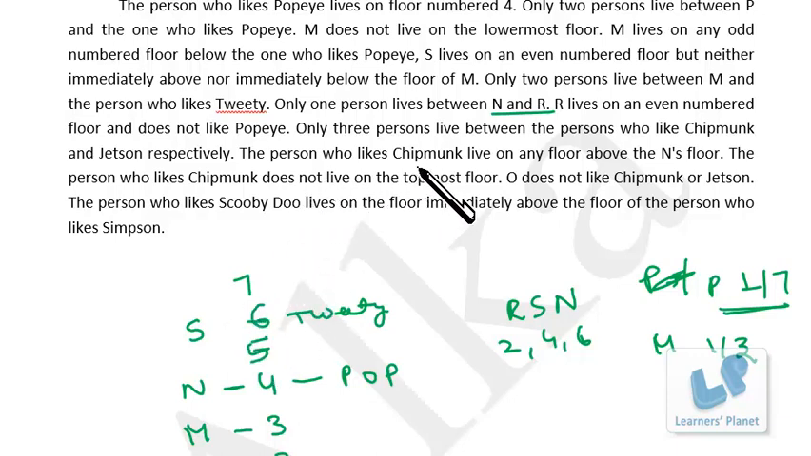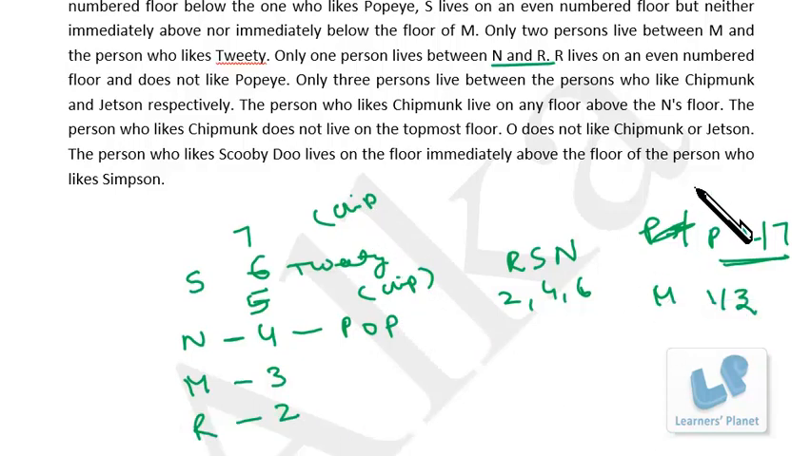Then the person who likes chipmunk lives on any floor above N's floor. So either 7 is chipmunk or 5th is chipmunk. But the person who likes chipmunk does not live on the topmost floor. So now it is clear that chipmunk is over here.